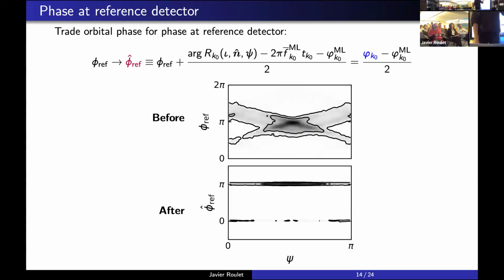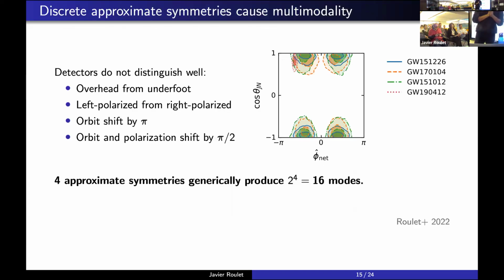So yeah, all that I discussed so far is for removing the bananas and the degeneracies. How can we now remove the multimodality? It turns out that the multimodality in gravitational waves arises from the fact that detectors cannot distinguish very well signals coming from above or from below. They can also not distinguish very well right from left polarization because they only see a projection. And as I just said, an orbit shift by pi is a symmetry of the quadrupole moment, so it's also hard to measure.